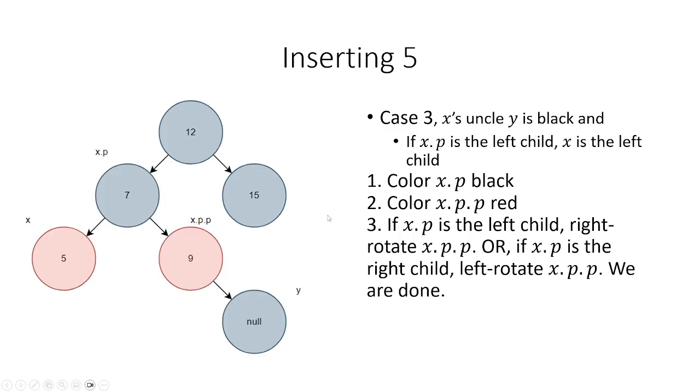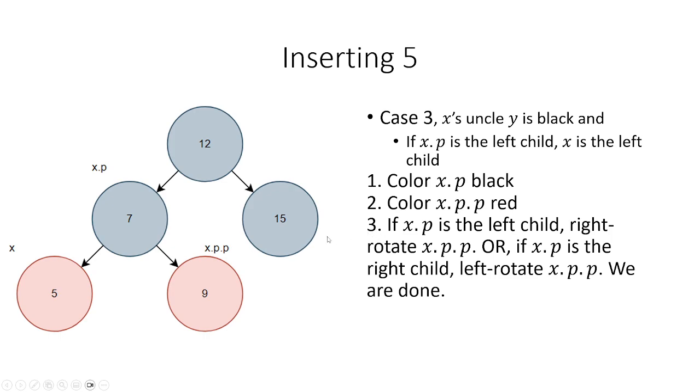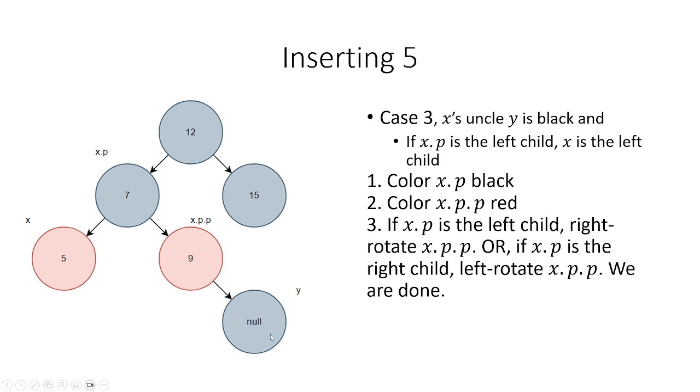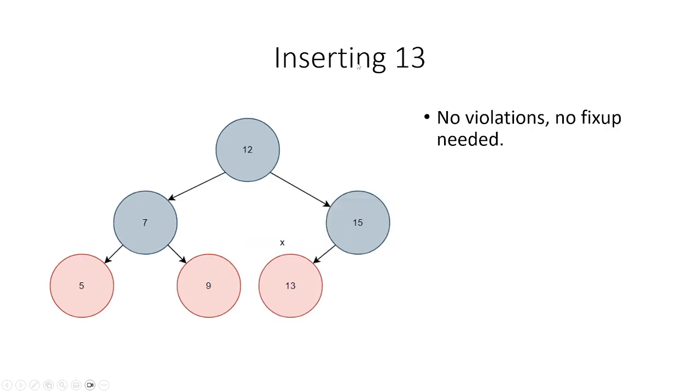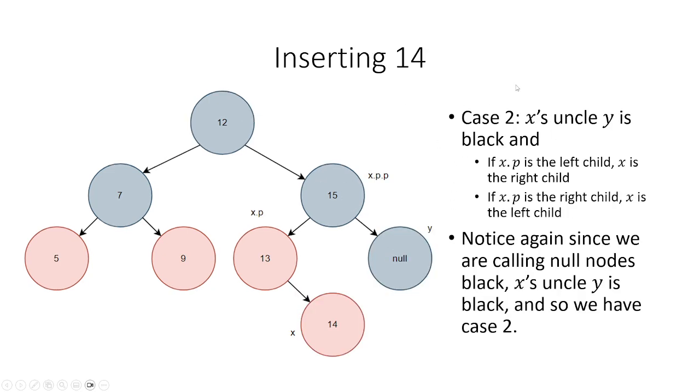And now we're done. This is what the tree would look like without the null node here. Either representation is fine. Again, I just did the null node to help with the example and identifying which case we're using. Okay, so then if we insert 13 into this tree, there's no violations here, so there's no fix-up to be done. But then if we go on to insert 14, we have case 2.